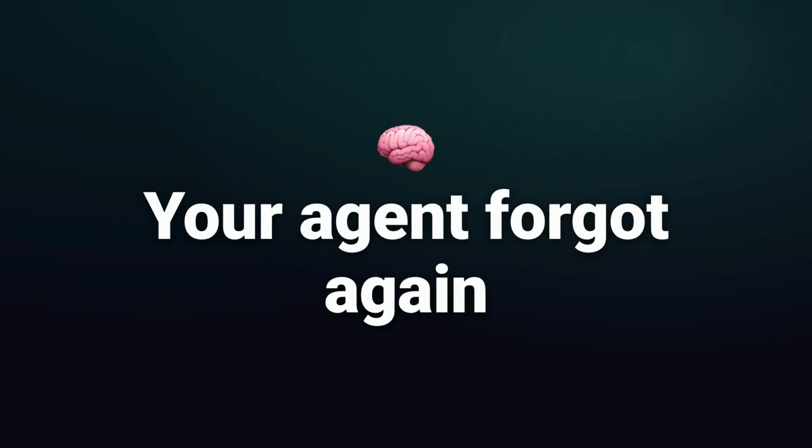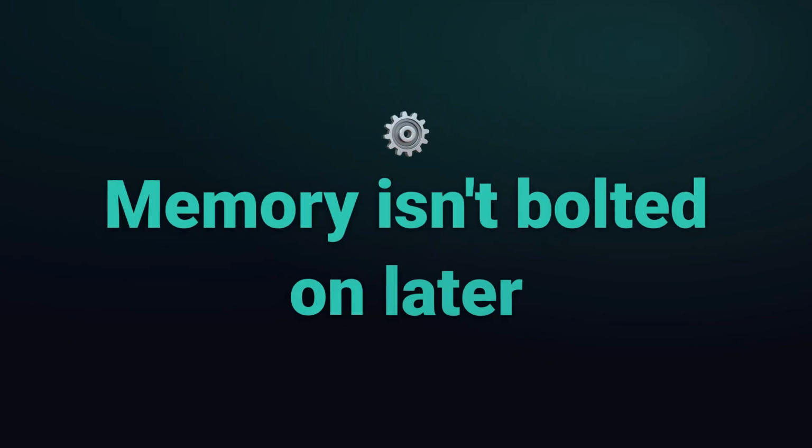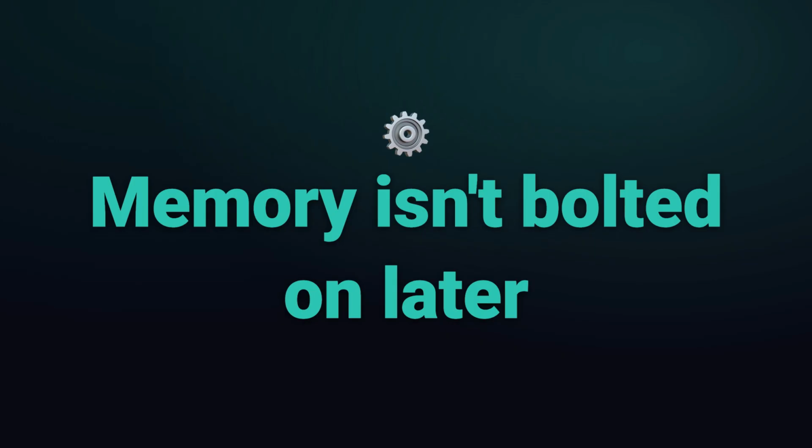Your AI agent just forgot what you told it 3 messages ago. You gave it context, it nodded along, and then it acted like the conversation never happened. If you've built anything beyond a simple chatbot, you know this pain intimately, and you've probably realized that memory isn't a feature you bolt on later. It's the difference between an agent that feels intelligent and one that feels broken.